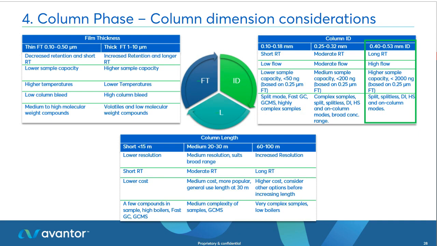You've maybe got a headspace on there. You're just dealing with a lot more coming into the column, but that's okay because the column is wide enough to handle that, and that works for the application. Whereas if you're looking at the other smaller IDs, they tend to be for lower flows, lower sample capacity, and you may be just looking at different types of samples, maybe more complex samples that need to be in a smaller space so they can have more interactions with the phase.